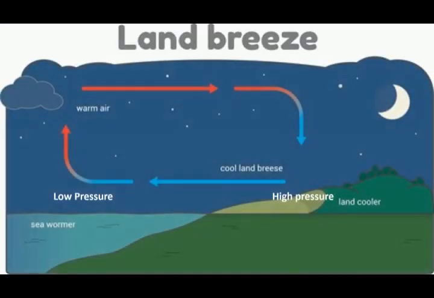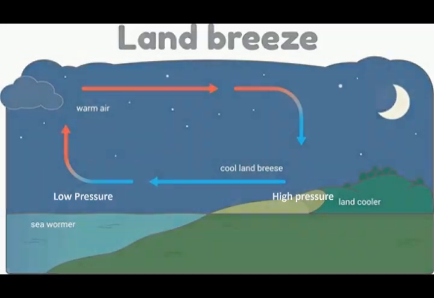At nights, however, the reverse occurs, where you have warm air rising from the sea, creating a low pressure area over the water. As it rises, it cools, condenses, and becomes heavier, thus falling over the land, creating a high pressure area, and it blows back towards the sea. This is what we call land breeze.